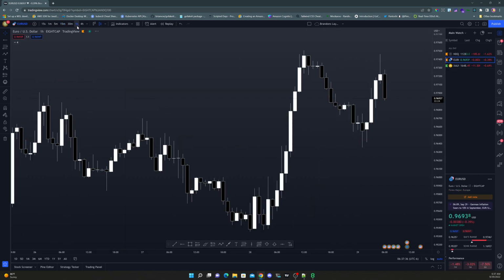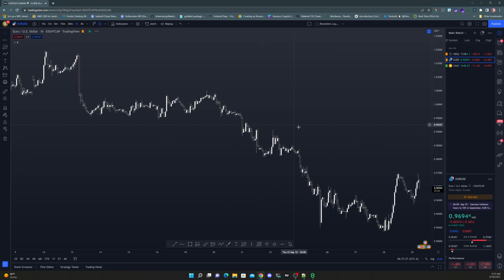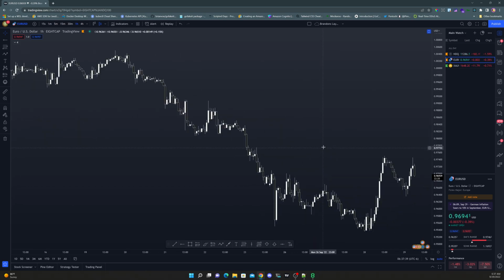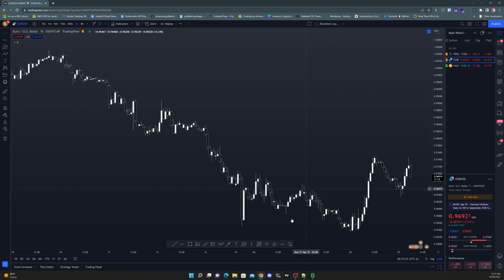Euro man. The Euro man. Looks like we're in an uptrend. Right? We broke down here, but then we had a large break or a large shift. So structure went up.